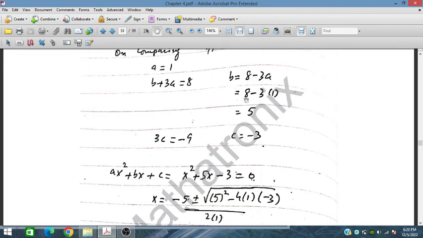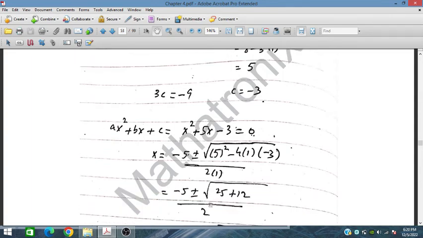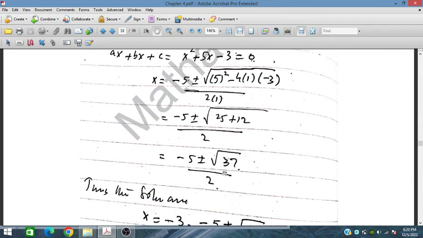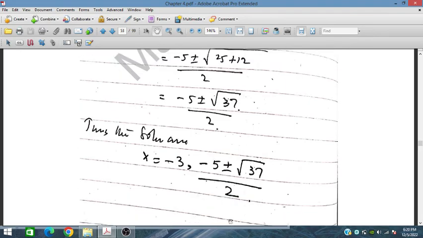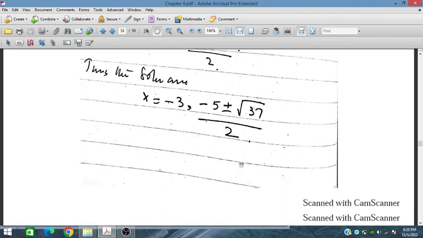So once a, b, c have been obtained, ax square plus bx plus c is equal to this one, and now we can use the quadratic formula. We have obtained the result of this quadratic formula. So we have 3 solutions. One solution is this, and the 2 solutions are here: minus 3 plus minus under root 37 divided by 2. So this is the solution.